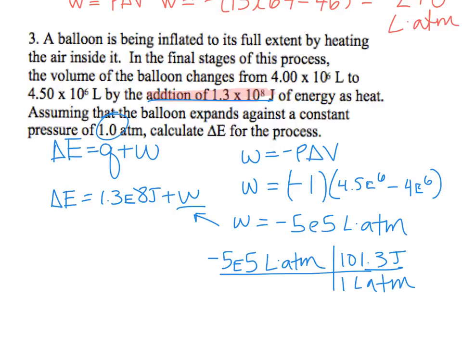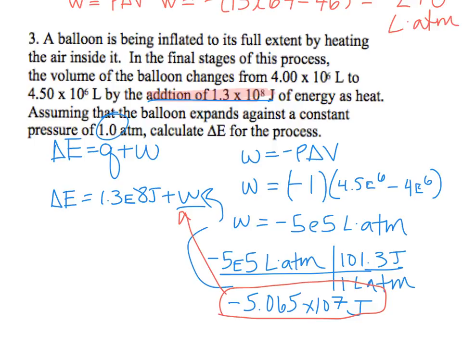When I do that math, that gives me a work of negative 5.065 times 10 to the 7th joules. So that is in actuality what I am going to plug into the equation to solve. So when I do that, and just because you guys can do the math on your own, I take this, plug it in there, and add it to that joules. My final answer ends up being an internal energy of 7.94 times 10 to the 7th joules. And that's my answer.